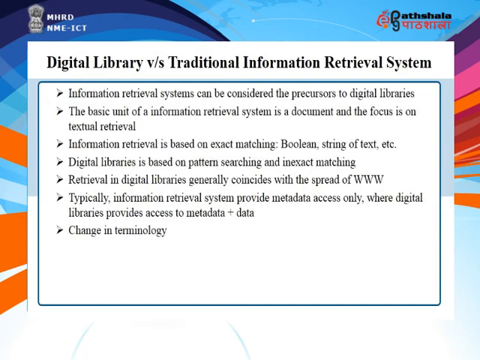Let's now examine major differences between digital libraries and traditional information storage and retrieval systems. Migration from information retrieval to digital libraries generally coincides with the spread of WWW. Typically, information retrieval systems provide metadata access only, whereas digital libraries provide metadata as well as data, wherein metadata is primarily used to search and retrieve data. Information retrieval system to digital library can essentially be treated as a change in terminology with evolution in technology.